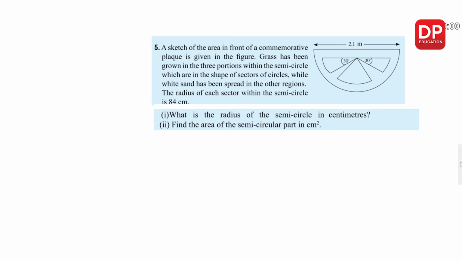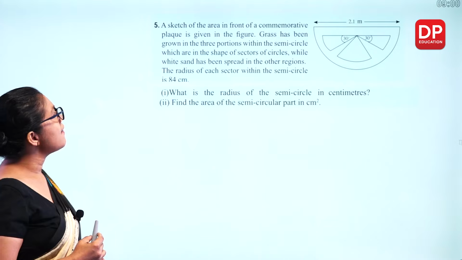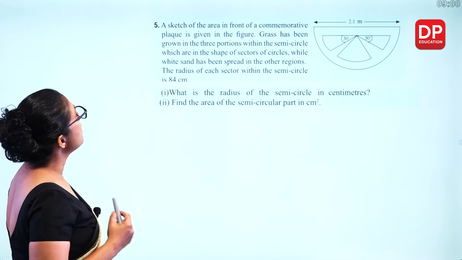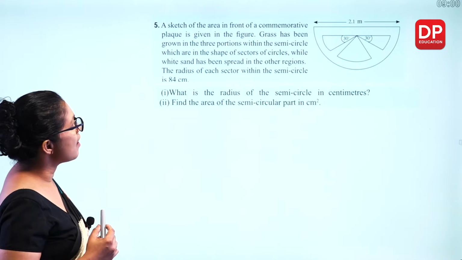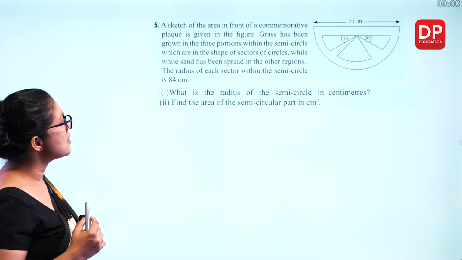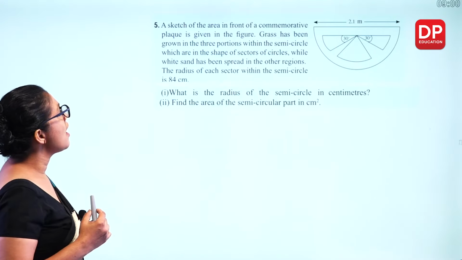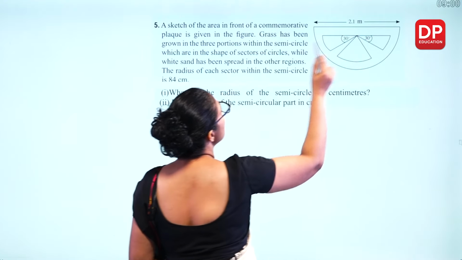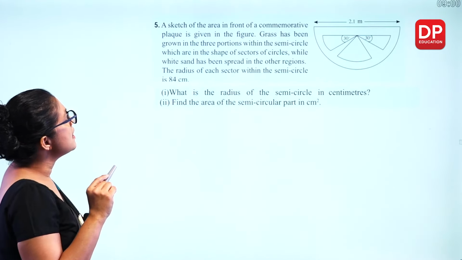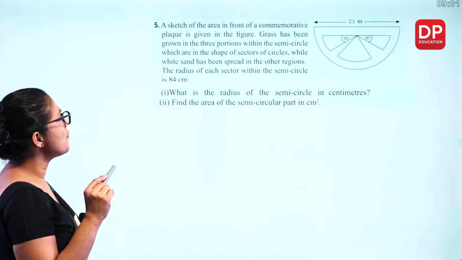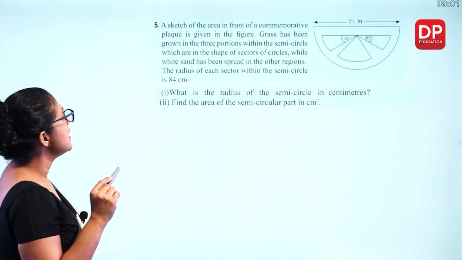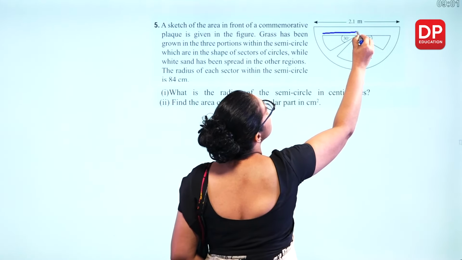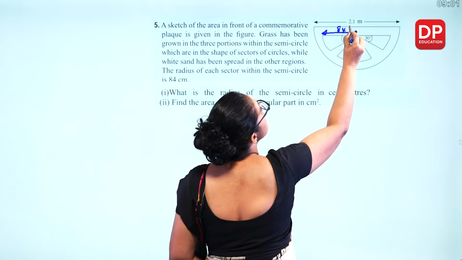Now we'll take question number 5. In question number 5, a sketch of the area in front of a commemorative plaque is given in the figure. Grass has been grown in 3 portions within the semicircle which are in the shape of sectors of circles. So this is the grass area. White sand has been spread in the other regions. The radius of each sector within the semicircle is 84 centimeters. So this one is given 84 centimeters.